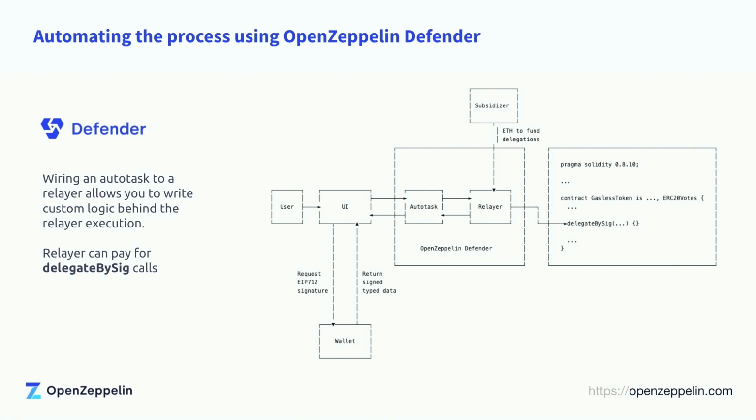You have a UI, and the user goes to this UI and uses their wallet to sign the message, and we send that structured data message to the Autotask. The Autotask posts it to the Relayer. Some subsidizer puts some Ether into the Relayer in order to pay for gas. And then we use the Relayer to actually call the contract with the delegate by sig function.